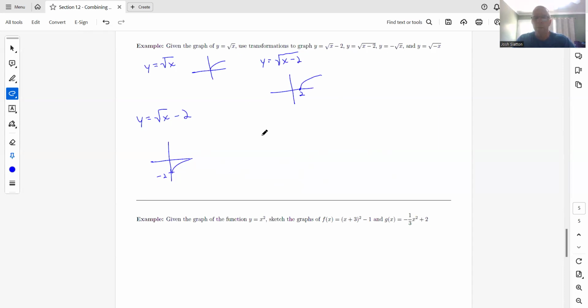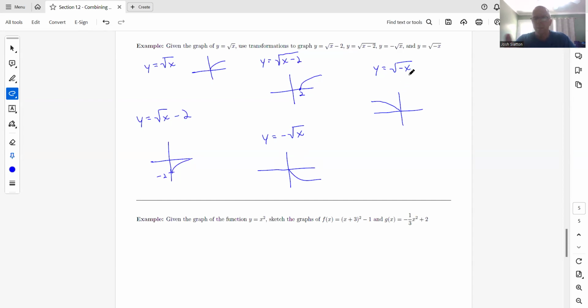What about this one? Negative square root x. We have the negative outside here. It's going to flip it over the x-axis. And so it's going to look like that. And then the last one, y equals square root negative x. The negative now is inside. So now it's going to flip it around the y-axis. It looks like that.